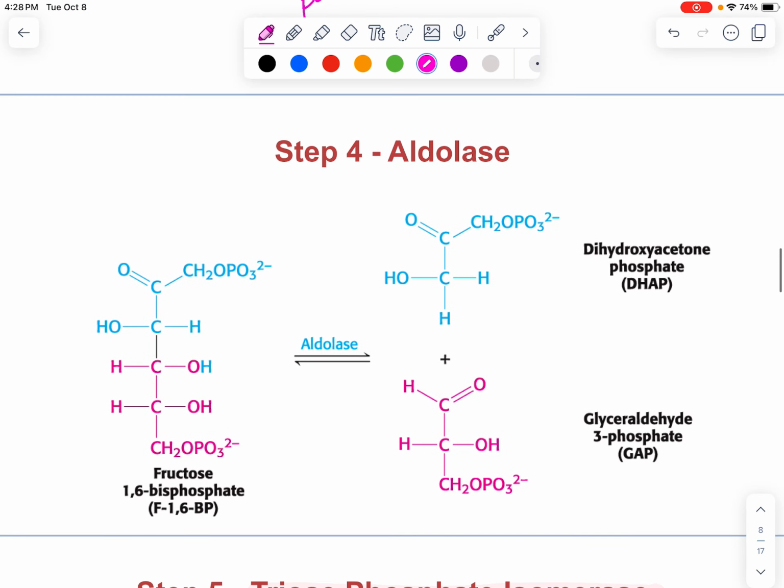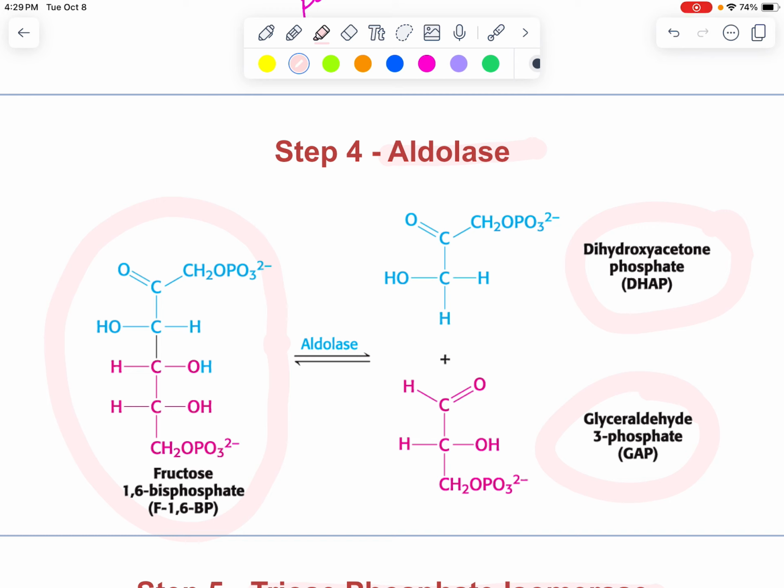All right, step 4, this aldolase is our enzyme. And let's look at what's happening. We have this reversible process where we are breaking our molecule down into 2 small 3-carbon molecules. Okay? This can go in either direction. It'll be driven in one way or the other depending on the substrate conditions and the cellular conditions.